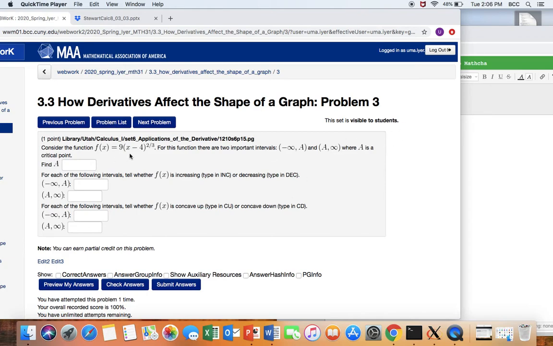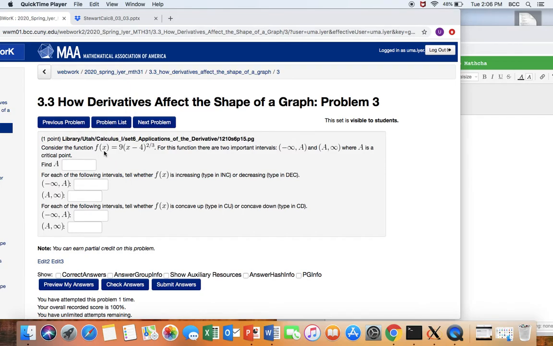This is problem 3. Consider the function f(x) equals (9x minus 4) to the power 2/3. For this function, there are two important intervals, negative infinity to a and a to infinity, where a is a critical point. Find a. So you need to first find the critical point or critical number for this function.